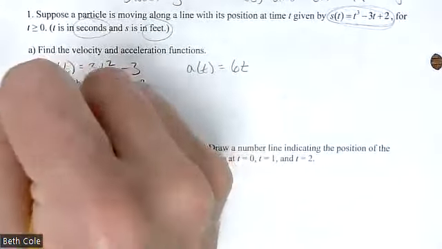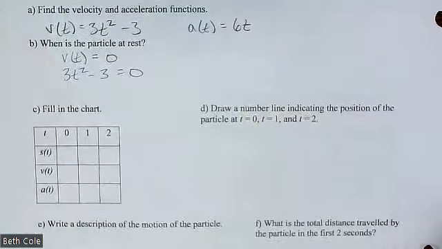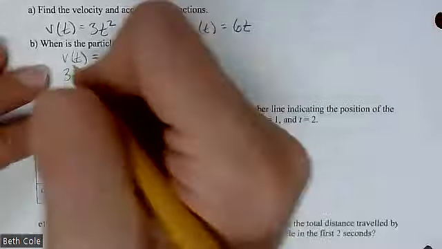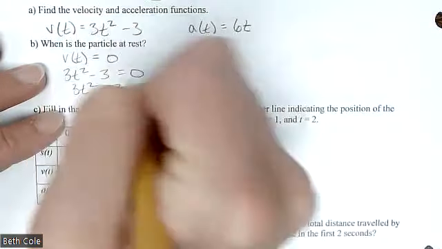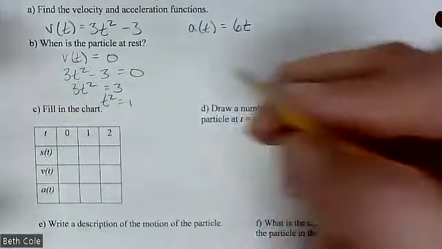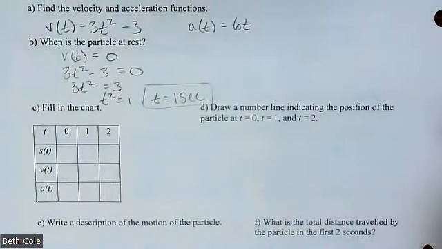All right, so we're going to take our 3t squared minus 3, set it equal to 0. Welcome back to algebra class. What would you do to start solving that? Add 3. Divide by 3. Square root. Now you'd get plus and minus 1, but we don't do negative times, so 1 second.